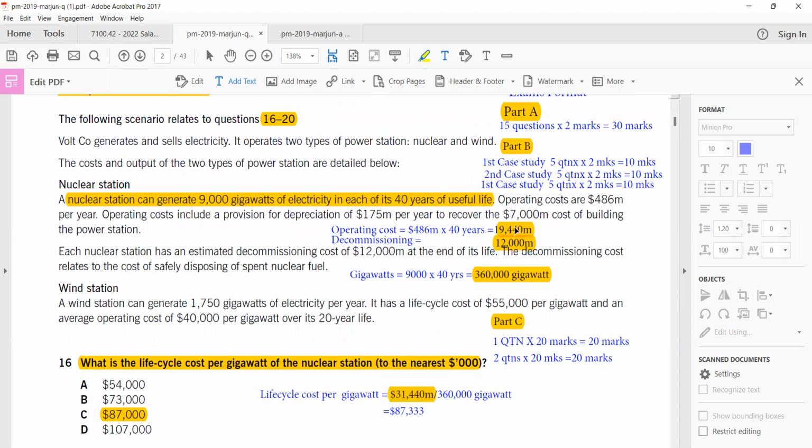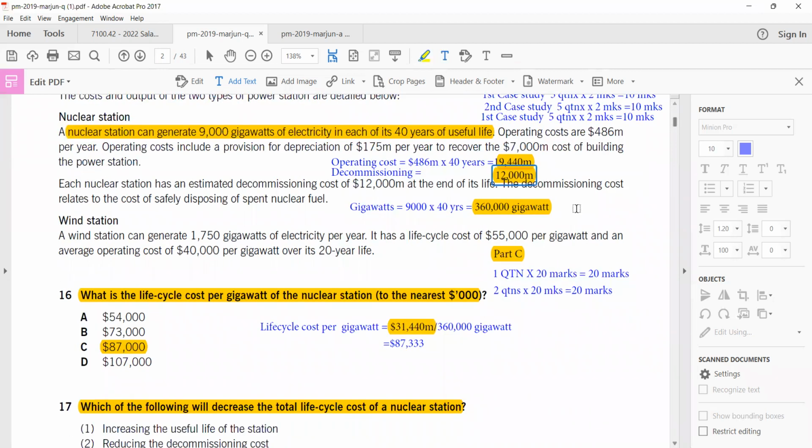So if the operating cost reduces, life cycle cost reduces. If the decommissioning cost reduces, life cycle cost reduces. So if you want to really reduce life cycle cost, those two things which we combine to get the life cycle cost, when you reduce any of them, the life cycle cost overall will reduce. But why is it that 1 is not a requirement?